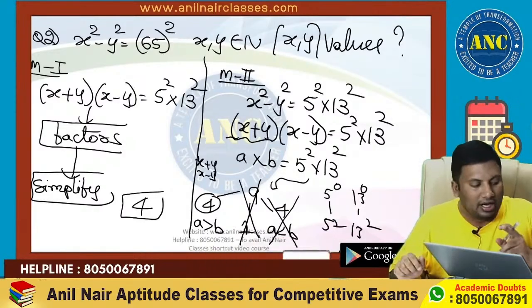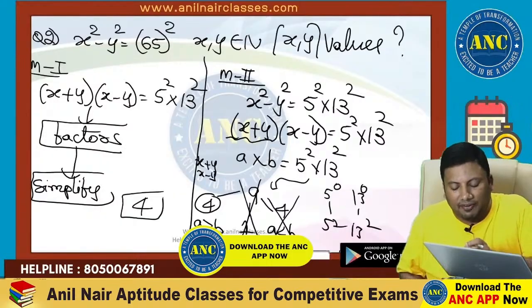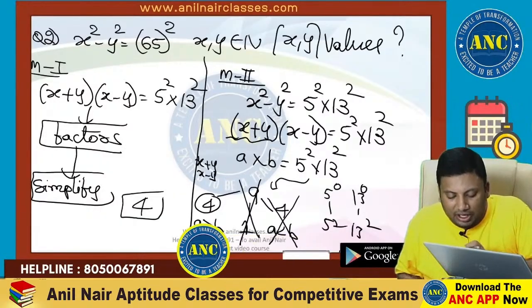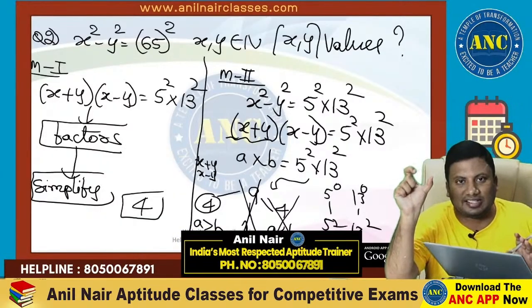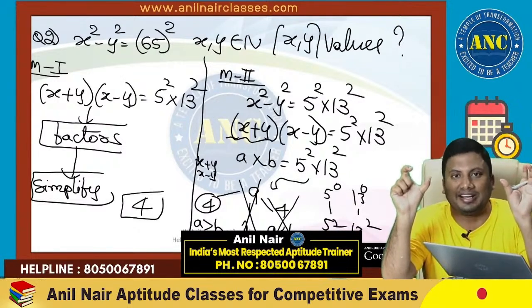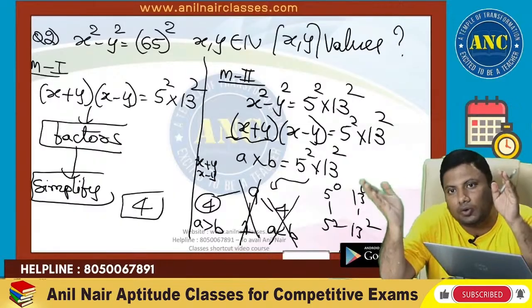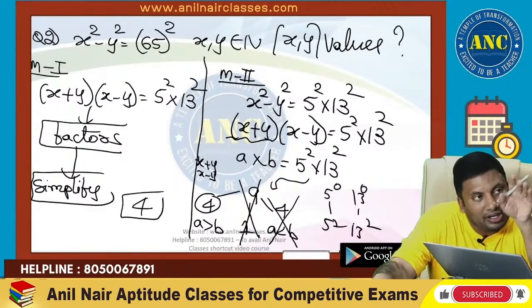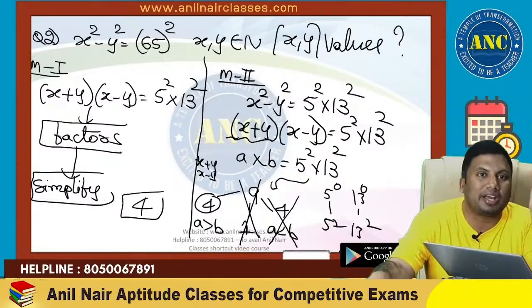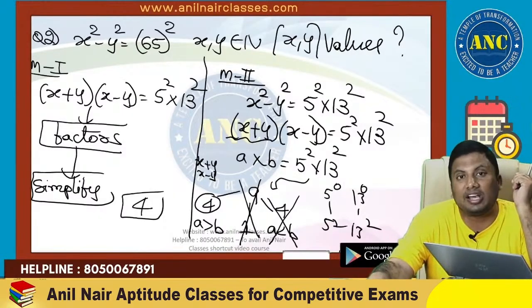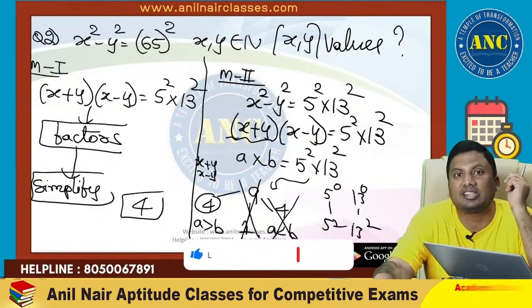Again I am repeating, 65 square is 5 square into 13 square. 3 into 3, 9 cases are there for A into B. 4 cases A greater than B, for example 1 into 12, 12 into 1. Are you all with me? 2 into 6, 6 into 2. 4 cases A greater than B, 4 cases A less than B, 1 case A equivalent to B.